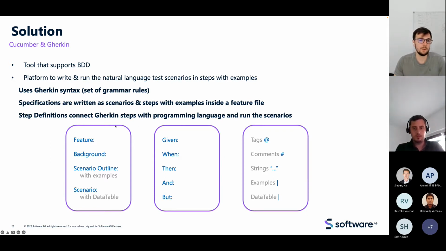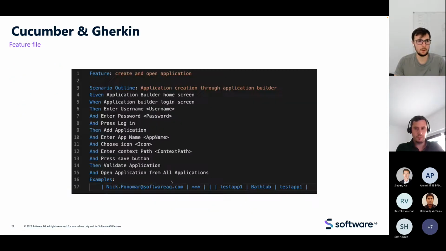So here on this slide is probably 95% of what you need from Gherkin to really understand all of our test scenarios. Here's a feature, a background that gives you some input into the test case. Then we have a scenario outline and the actual scenario with the data table. And some major keywords: given, when, then, and but. You will see it in the example. It's actually quite self-explanatory. All of those test cases are defined in feature files.